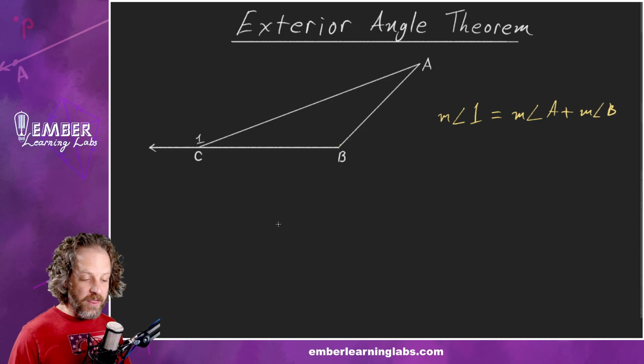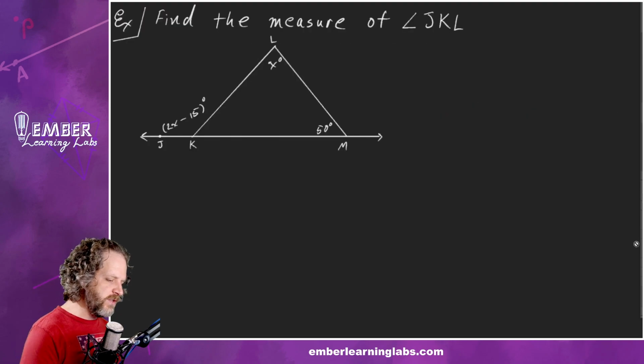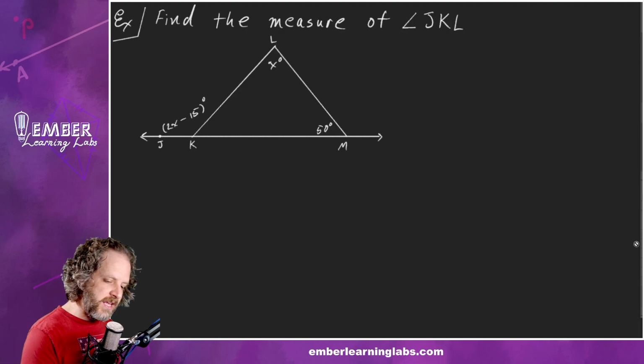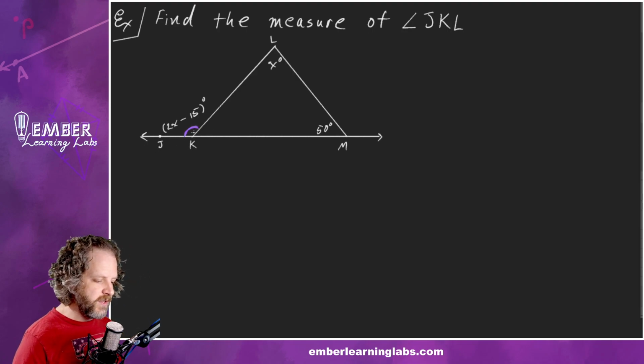Okay, so that's what it says. Let's use it in a problem to put some meat on it. All right, so jumping into a problem. Here's our picture. We want to find the measure of angle JKL. So we're looking for the measure of this angle right here, JKL. So that's this one. So that's 2x minus 15, right?